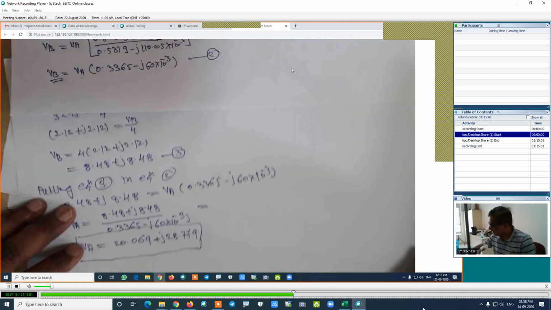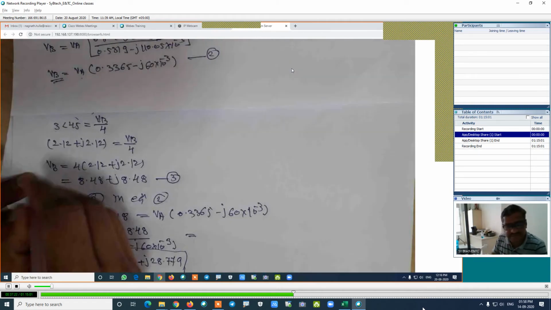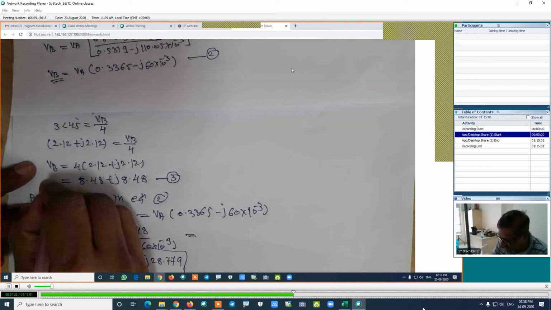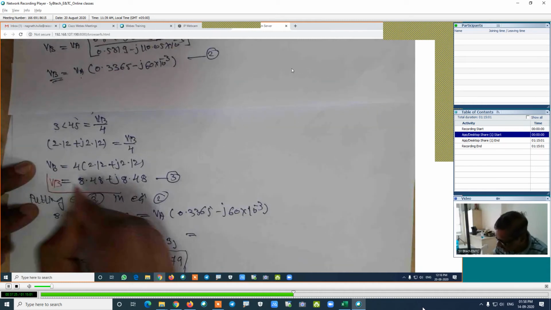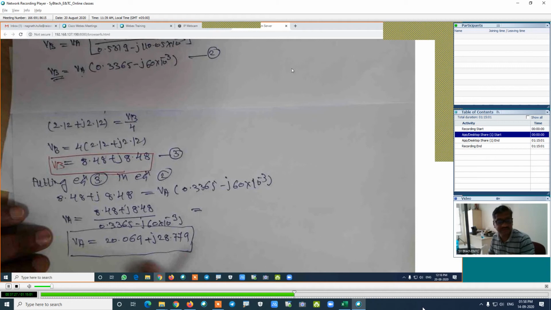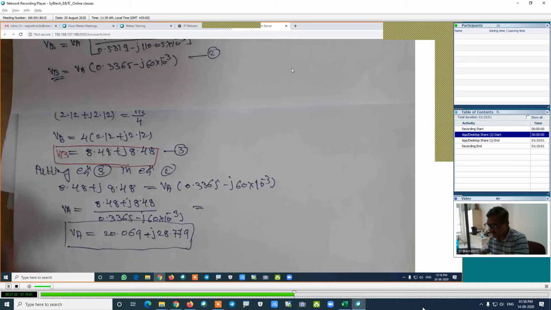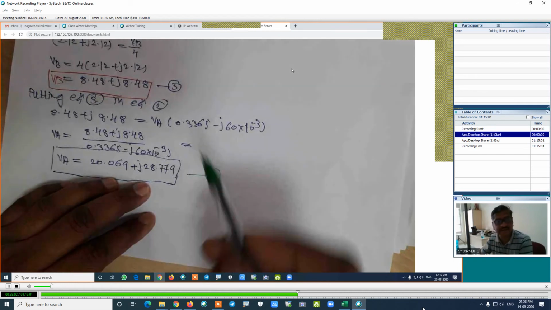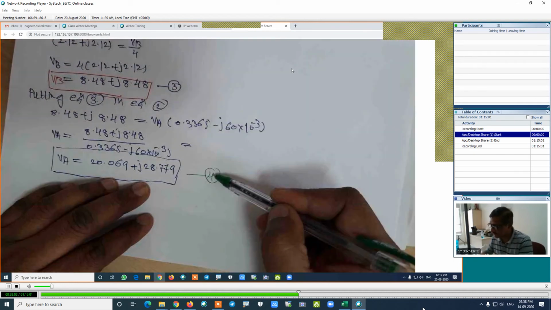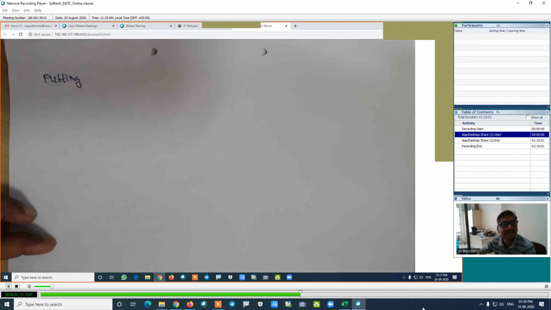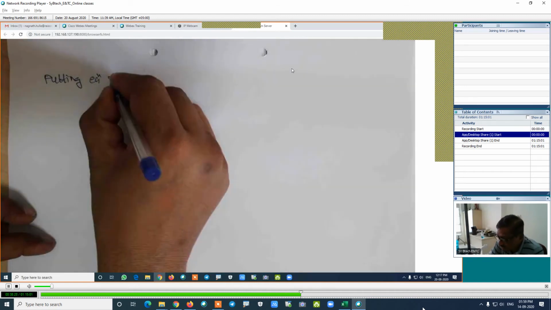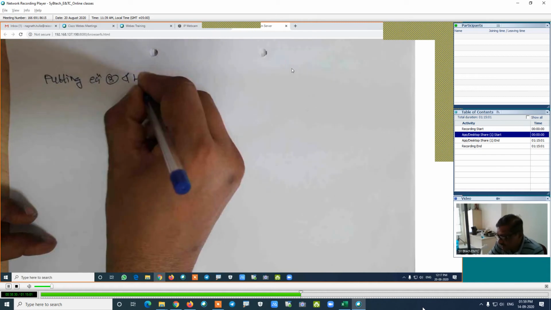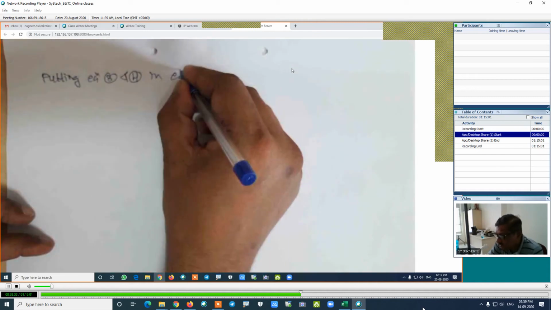What are the two? Here we have calculated this VB. Now look at, we have calculated this VB, and we have calculated this VA. And we are interested in the calculation of the VS. Putting equation number 3 and 4 in equation number 1.